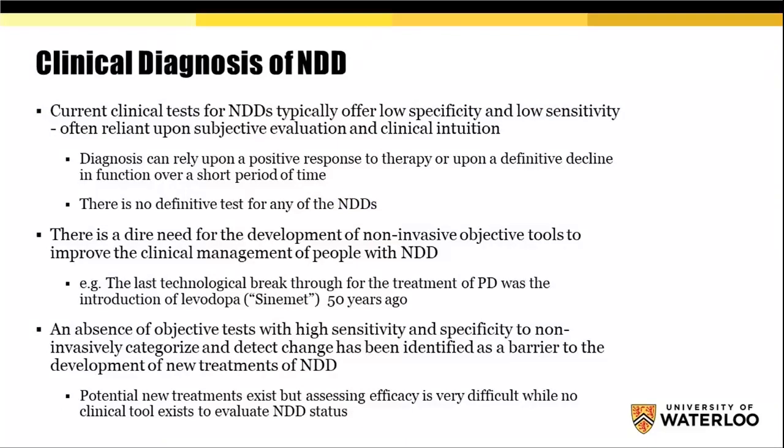The current clinical tests for NDDs typically offer low specificity and low sensitivity. Their diagnosis is typically reliant upon subjective evaluation and clinical intuition of the neurologist involved. It can also very often rely upon a positive response to therapy or upon a definitive decline in function over a short period of time. Basically what I'm getting at here is there's no definitive test for any of the neurodegenerative diseases.